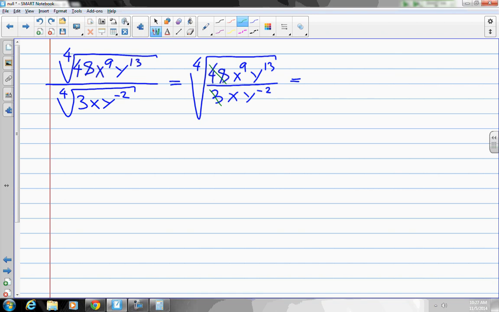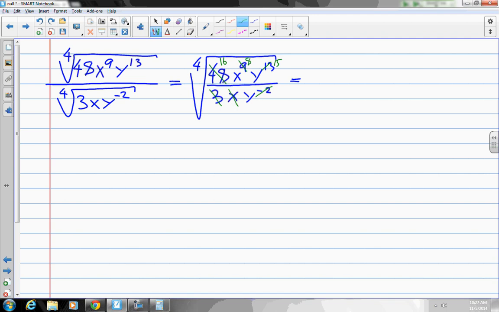3 goes into 48 16 times, right? X cancels with x to the power 9, gives you the x to the power 8. Is that right? What's going to happen with the y's? How many y's do you have left? You have 13 on the top and negative 2 on the bottom. Y to the 15th, right? You subtract exponents. 13 minus negative 2 actually gives you 15. You're just adding 2 to the top.